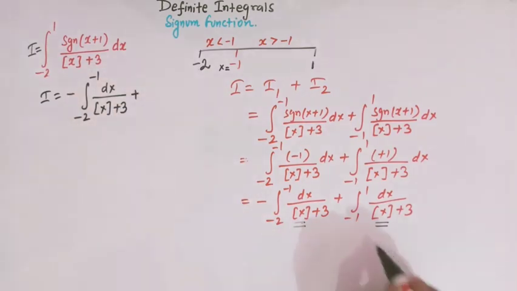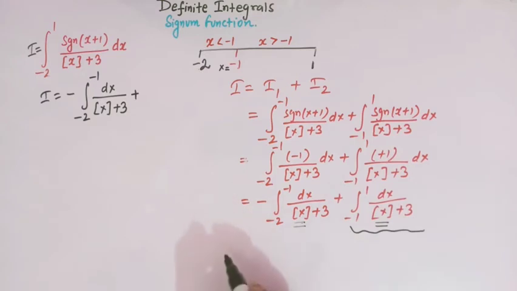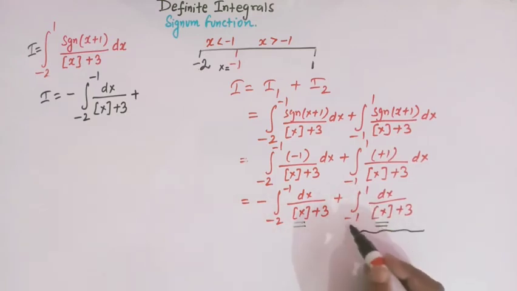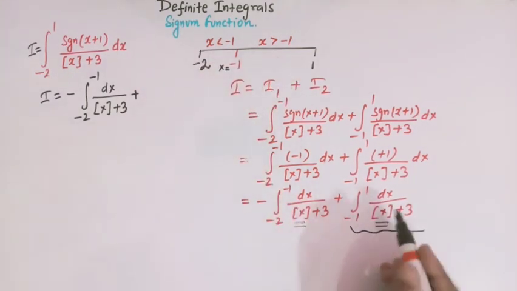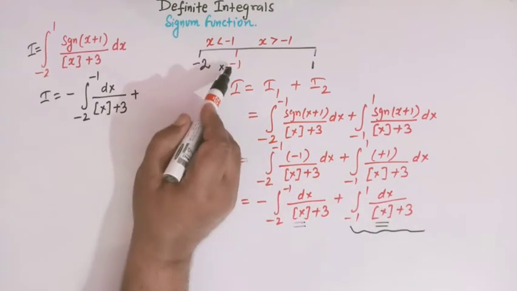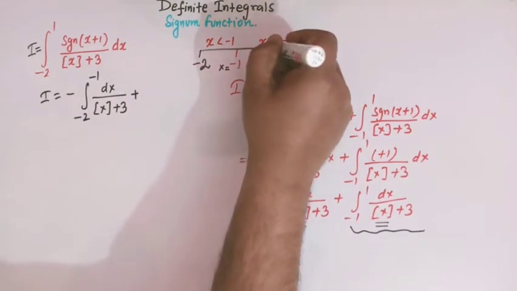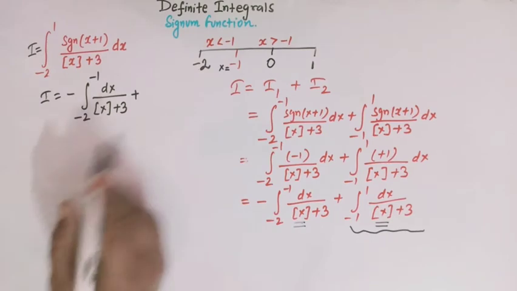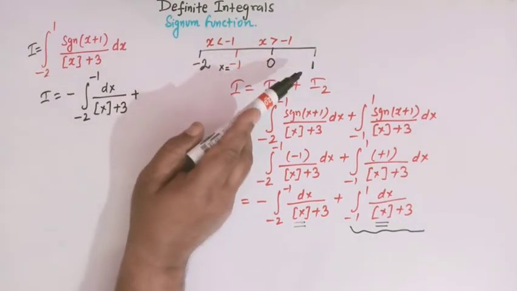And now see, here we have a very important concept, right? And the concept is, see, here we have to integrate from minus 1 to 1, right? From minus 1 to 1, and the greatest integer x appears in the denominator, right? And we see that between minus 1 and 1, the integer 0 lies, right? So 0 lies between minus 1 and 1.